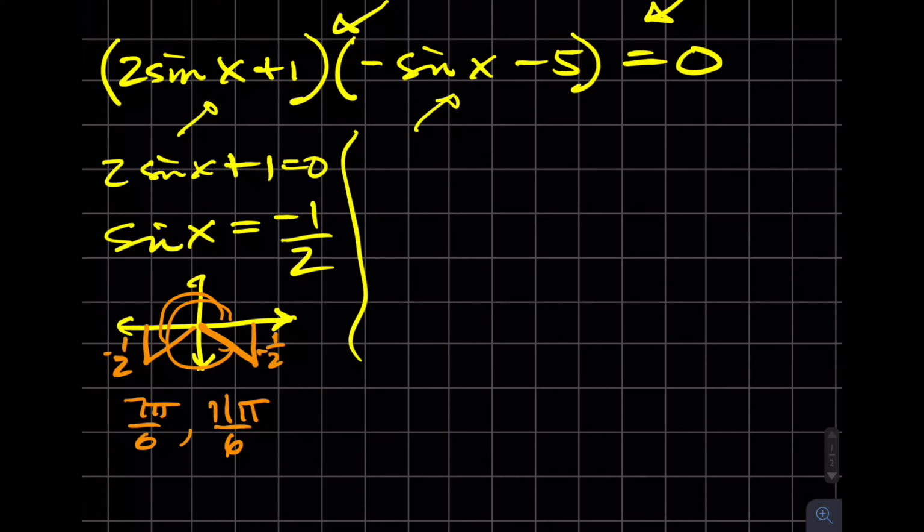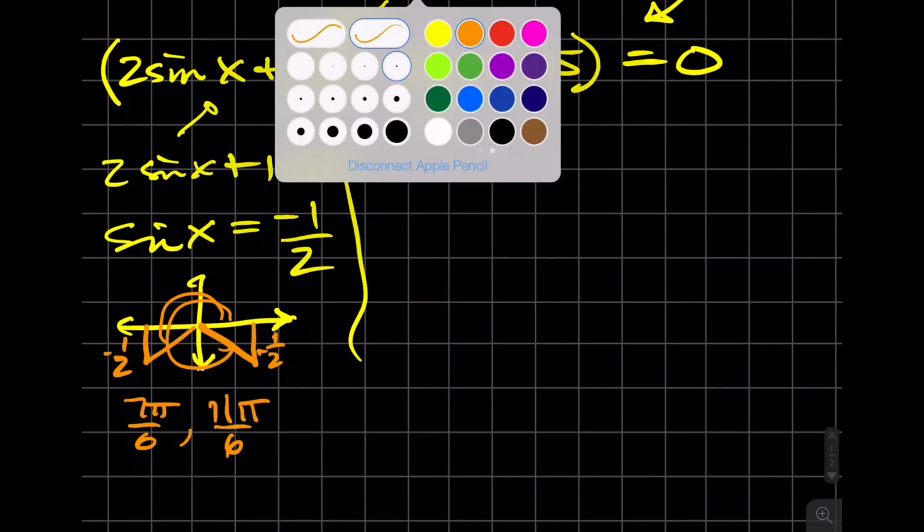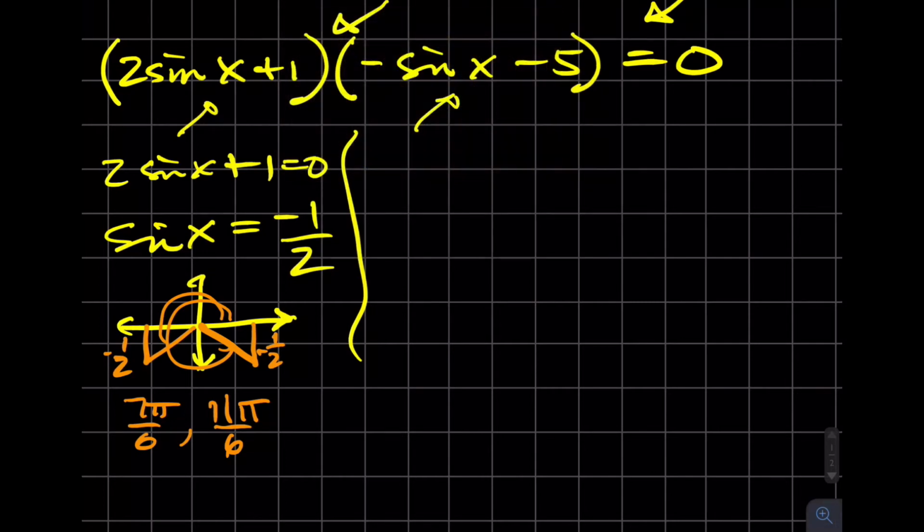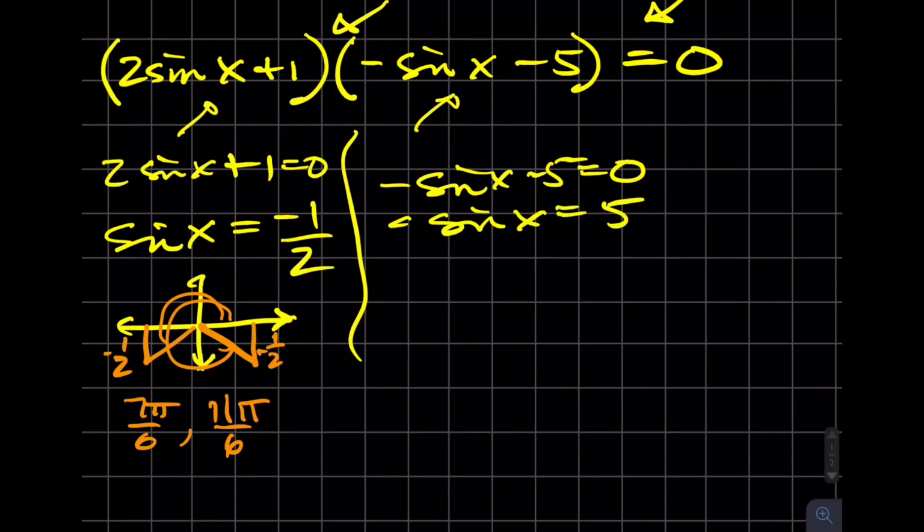And then for this other factor, negative sine x minus 5 is equal to 0. I'm going to add 5 to both sides, and then I divide both sides by negative 1. You may already recognize it, but there is no angle for which I can take the sine and get a result of negative 5.